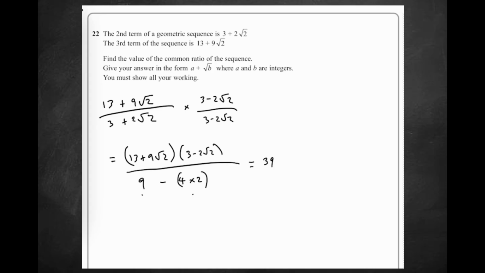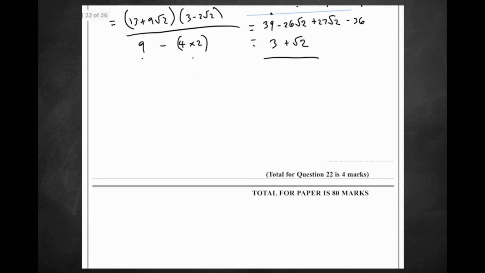13 times 3 is 39. 13 times minus 2 root 2 is minus 26 root 2. 3 times 9 root 2 is 27 root 2. Minus 2 root 2 times 9 root 2 is minus 18 root 2 squared, which is 2, so minus 36. It's going to give us 3 plus root 2. There's a lot of cancelling out there. 39 minus 36 gives you 3. 27 root 2 minus 26 root 2 just gives you root 2. And that's our answer.